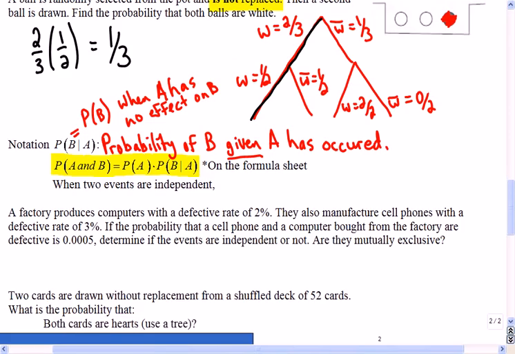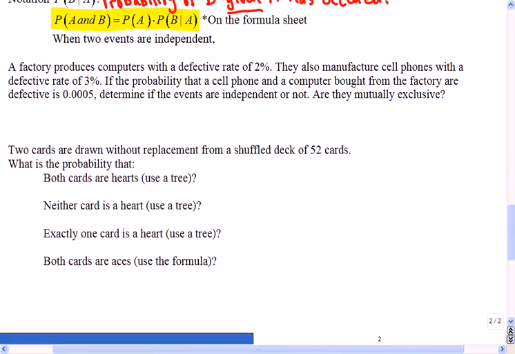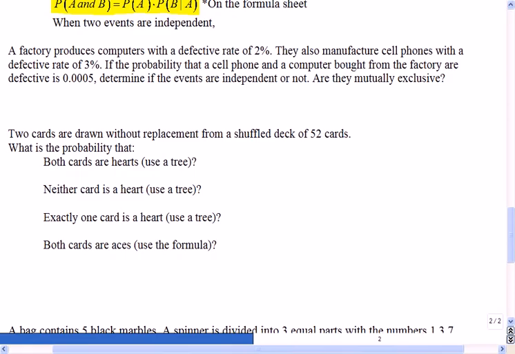Okay, so let's try some dependent ones here. And again, I still like the tree model. I think it makes a lot of sense. So let's talk about this here. A factory produces computers that are defective at a rate of 2%. They also manufacture cell phones that are defective at a rate of 3%. If the probability that a cell phone and a computer bought from the factory are defective is 0.0005, let's determine if these events are independent or not.